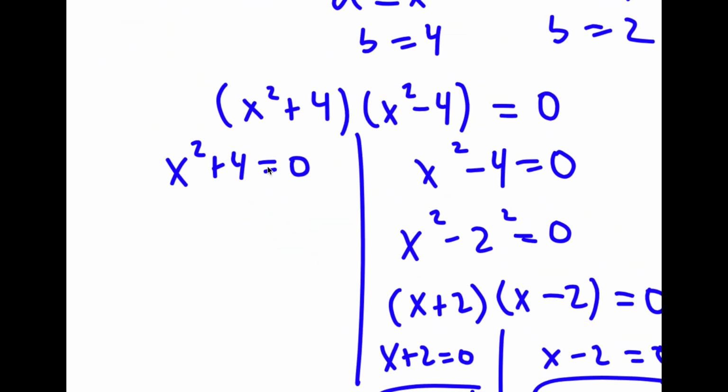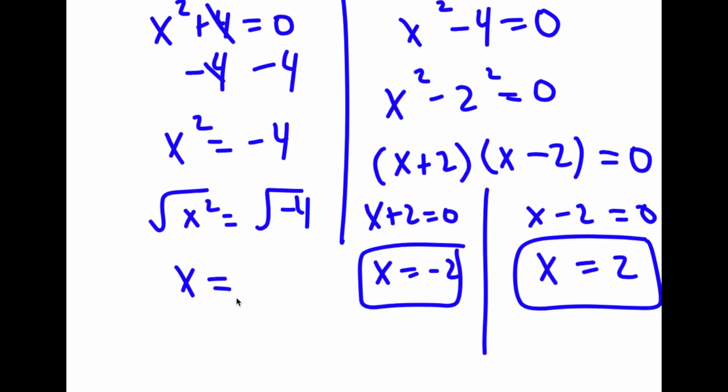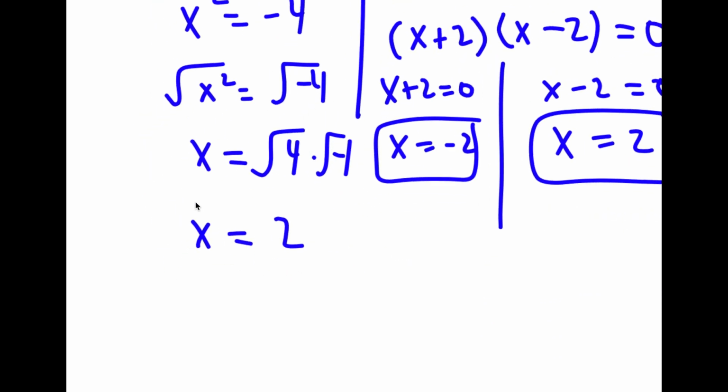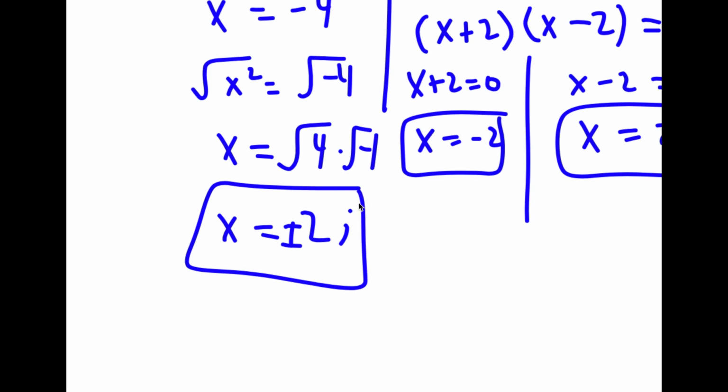Now for x squared plus 4 equals 0, I'm going to subtract 4 on both sides. These two cancel out, and I have x squared is equal to -4. Now I'm going to take the square root on both sides. The square root of x squared is x, and the square root of -4 is the same thing as the square root of 4 times the square root of -1. The square root of 4 is 2, and as you guys already know, the square root of -1 is i. So I have x is equal to positive or negative 2i. So these are another two solutions.